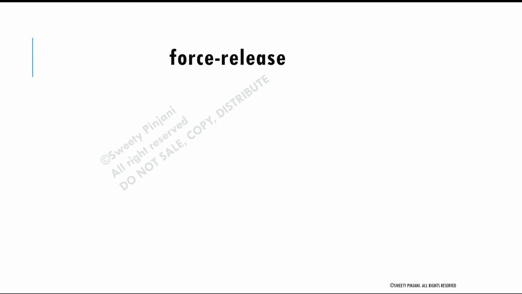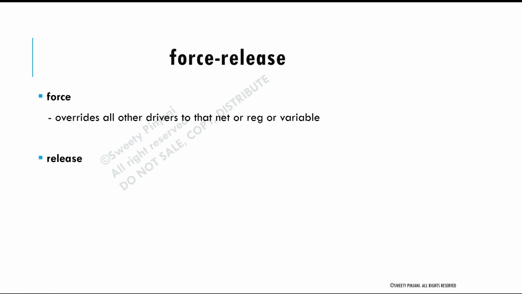First we'll understand what force does. Whenever you use it on a net, register or variable, whatever drivers it will have, all those will be overridden with the forced value. And then when you release it, that value will be released. Here is an interesting twist. Release works differently for net, register and variable.